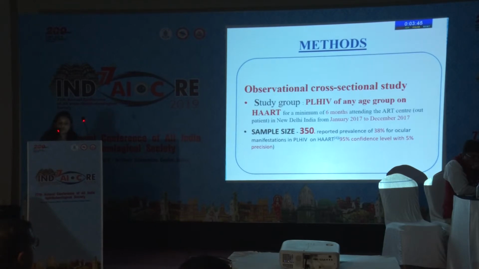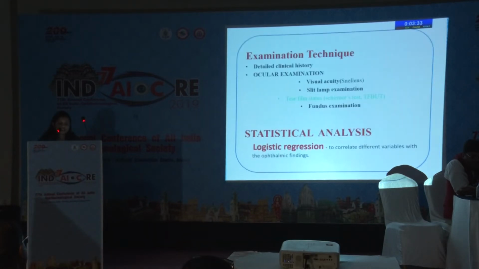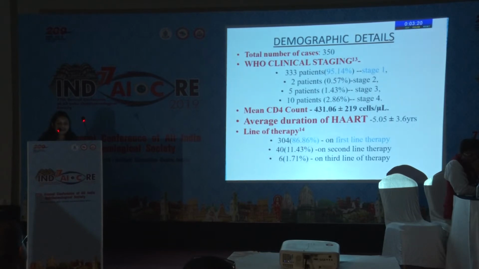Our study was an observational cross-sectional study conducted on 350 patients of any age group on HAART for a minimum of 6 months duration. The study was conducted from January 2017 to December 2017. Our examination technique included ocular history and ocular examination, and logistic regression was used to correlate different variables with the ophthalmic findings. Nearly 96% of patients were in stage 1. The mean CD4 count was 431, the average duration of HAART was 5 years, and nearly 87% of patients were on first line of therapy.